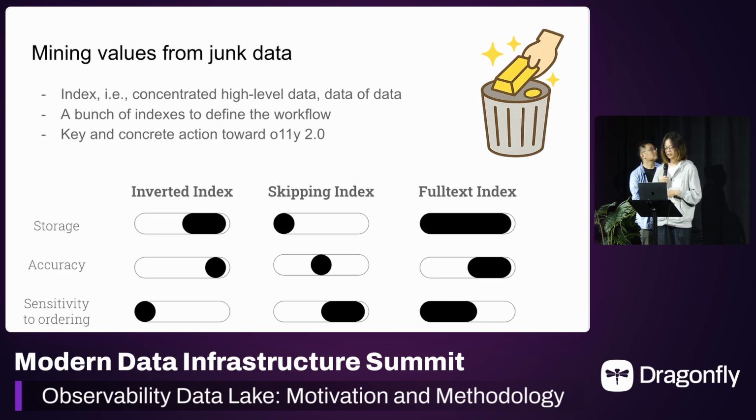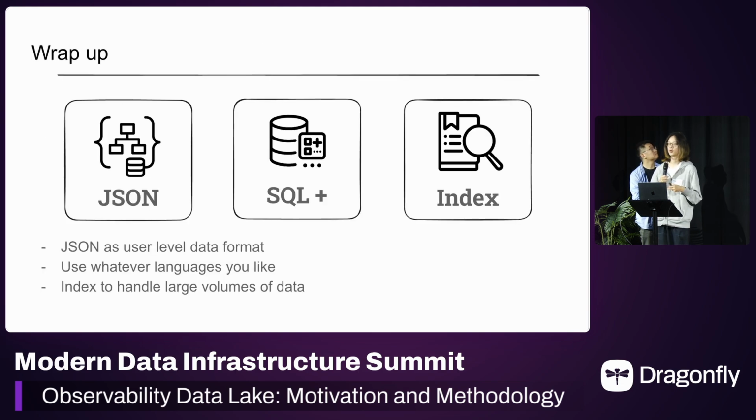Okay, this is how I chose the three important things in GreptimeDB to face the big data in observability challenge. There are three parts: JSON as a data model, a unified execution engine with SQL and more DSLs as a query interface, and the index, which we think is the next concrete step for handling a large amount of data with limited resources and limited budget. And okay, that's all. Thank you.